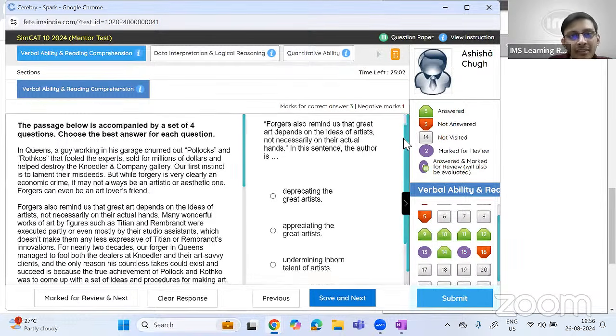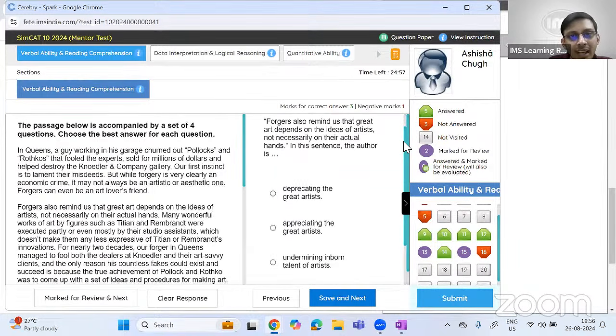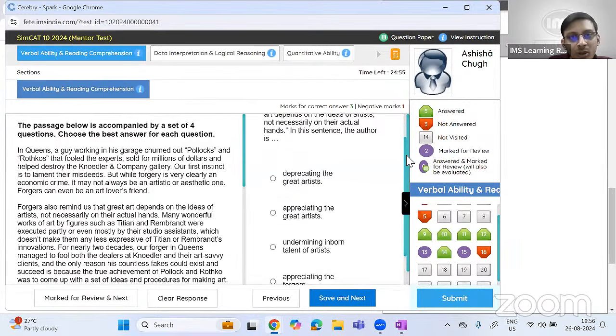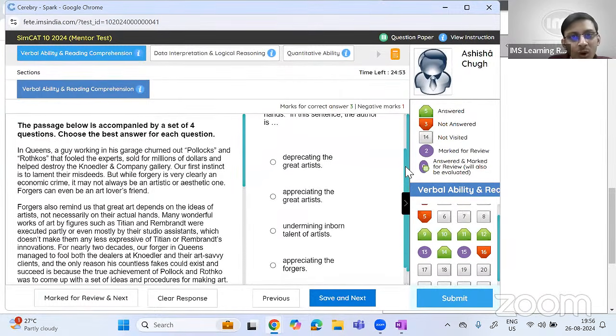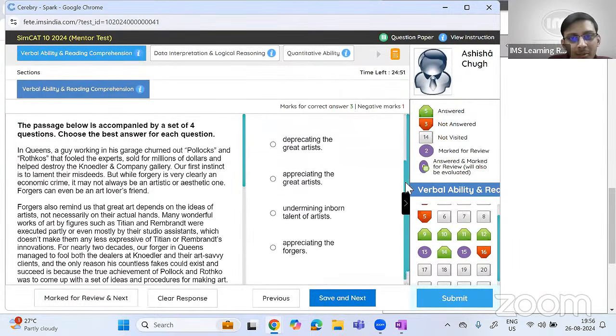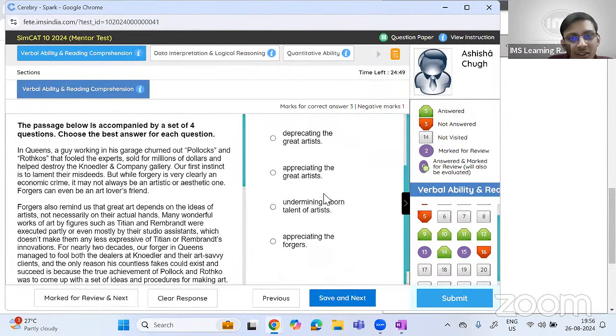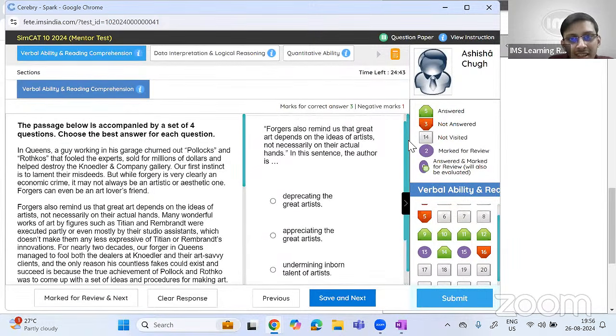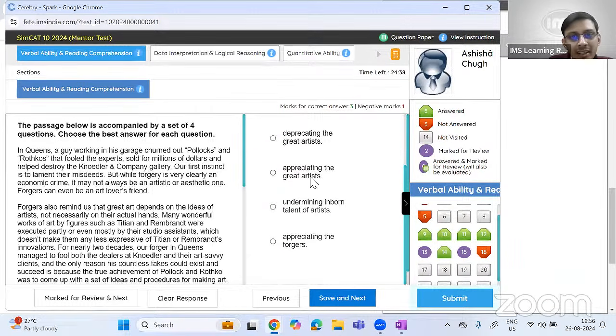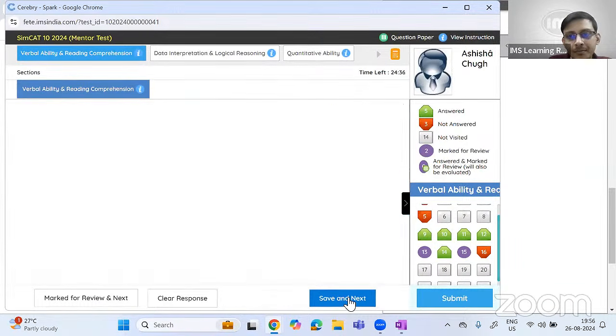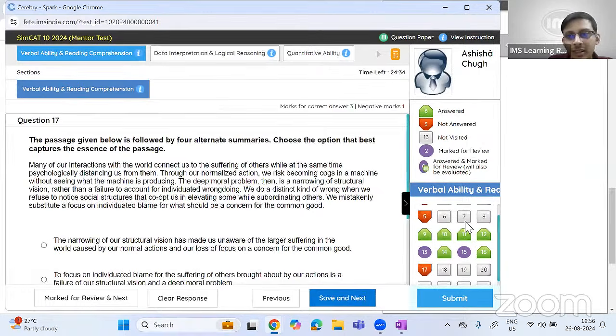Forgers also remind us that great art depends on the ideas of artists, not necessarily on their actual hands. This sentence is not deprecating the author. It is not a negative sentence, so I'll eliminate this option. Undermining, third option, negative. Second, appreciating artists. Fourth, appreciating forgers. Great art depends on ideas. Seems like he's praising the ideas of the artist, so I think I'll go with the second option. Okay, hopefully I'll come back to the mark for review questions.